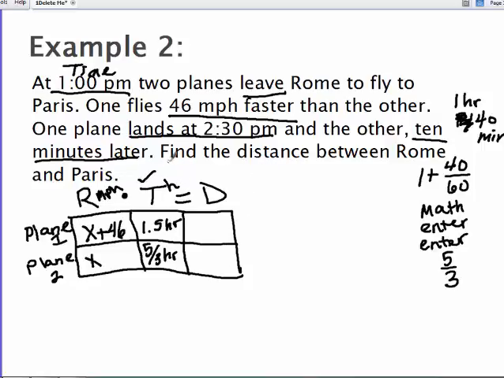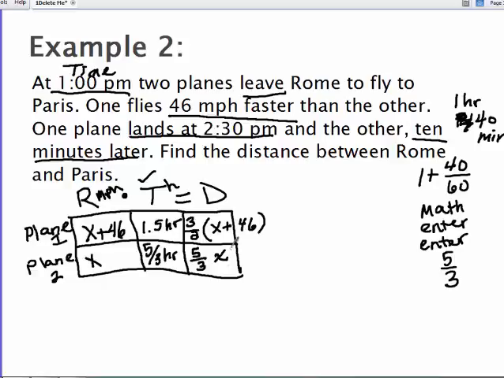So now it says, find the distance between Rome and Paris. Okay, great. Every time you have a rate and time box filled in, you can fill in the distance box. This would be 1.5 or 3/2 times x plus 46. And the second one would be the 5/3 times the x.